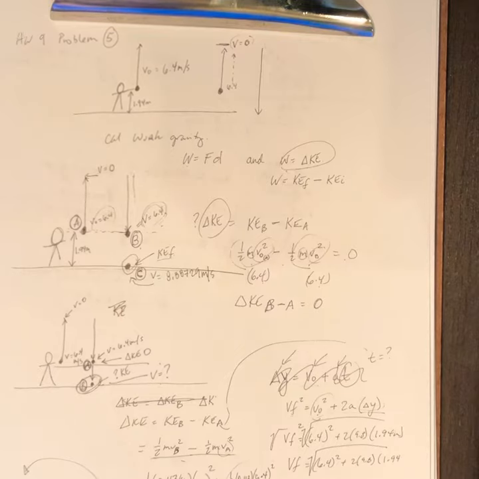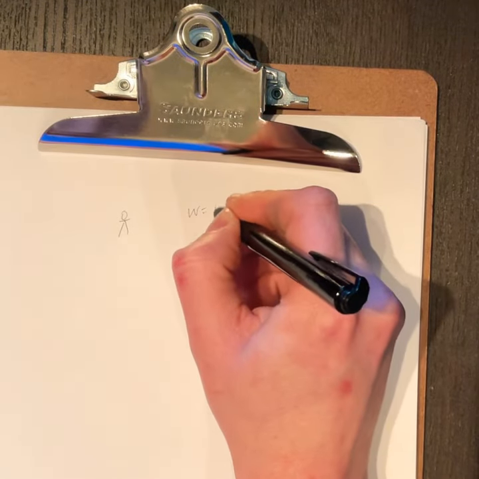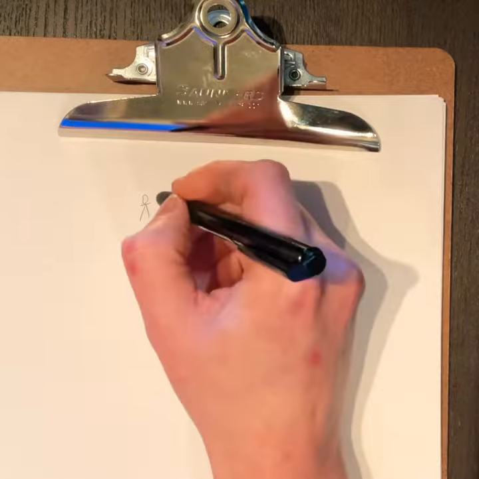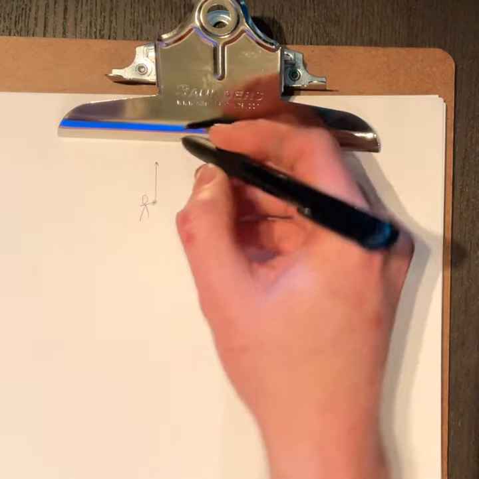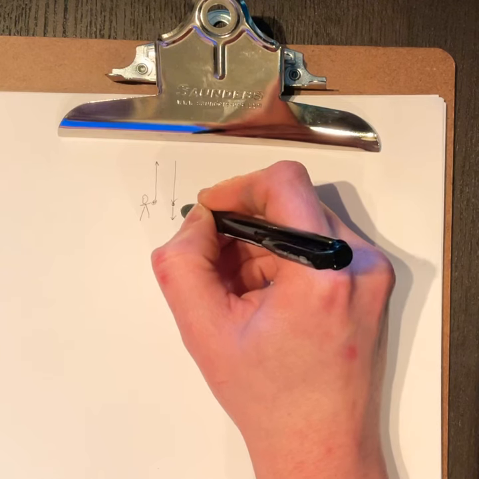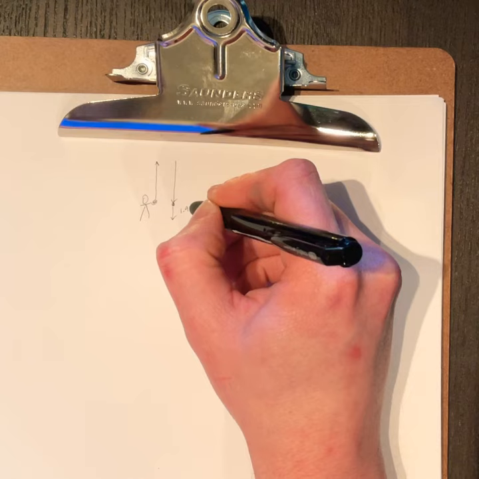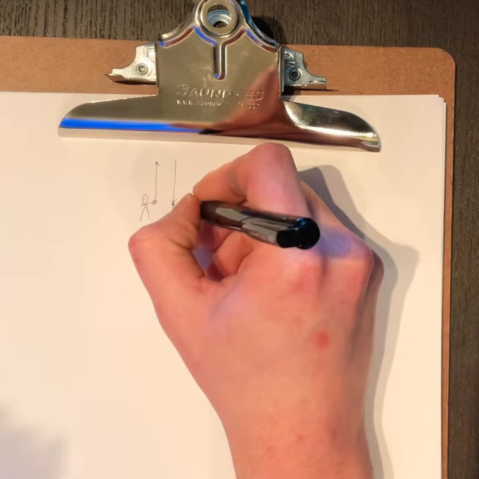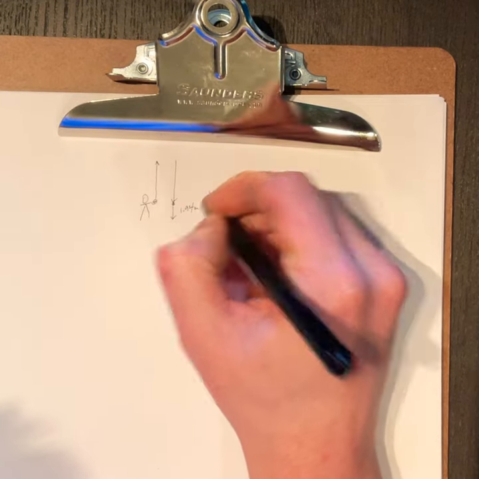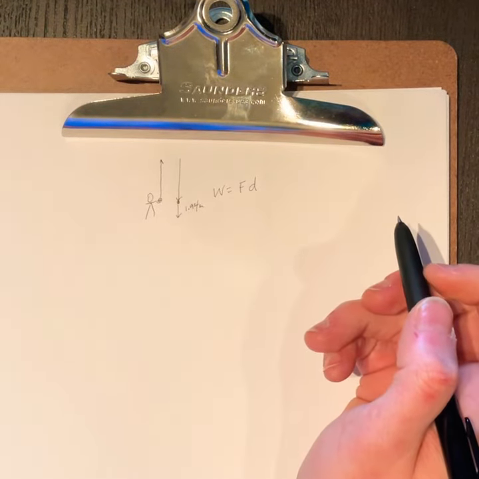Okay? The other way you could have solved that is with the other theorem, right? So work is equal to force times displacement. A person throws the ball up in the air, and it comes back down, and then it travels again and hits the ground after traveling 1.94 meters, okay? So work is force times displacement.